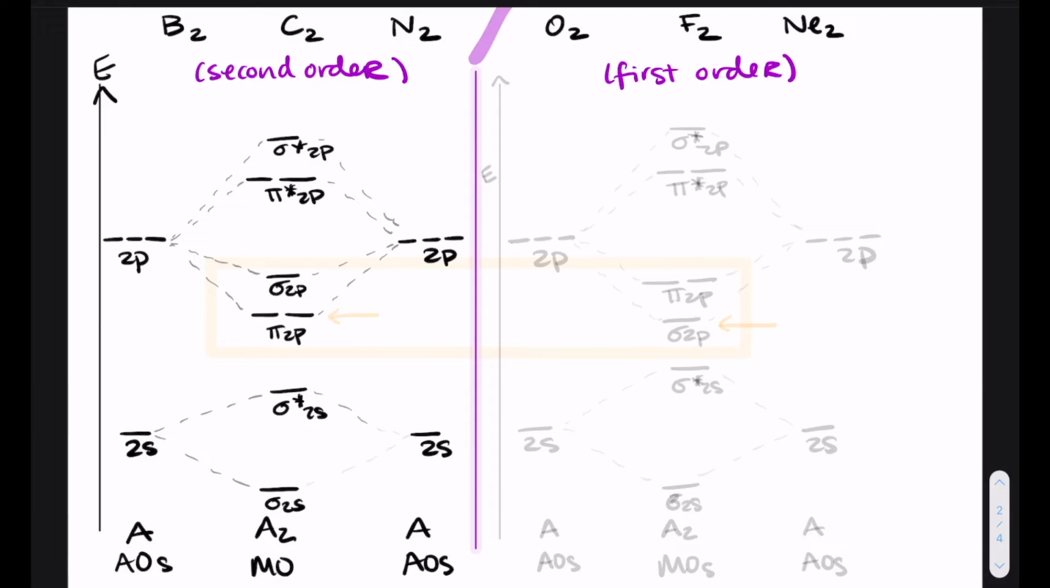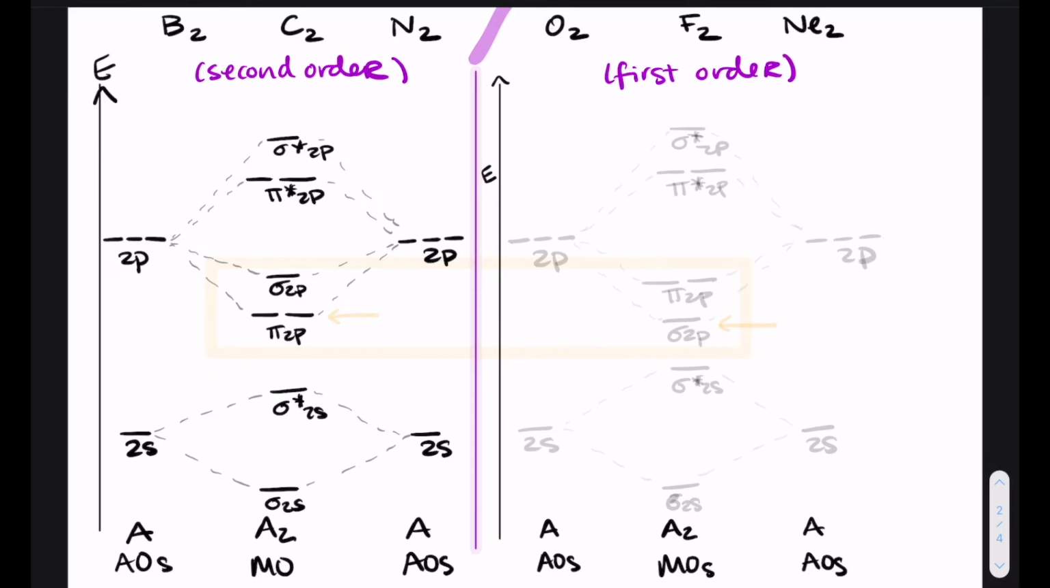Let's go through the first order diagram and then highlight the differences and maybe do a tip or a trick for remembering this. So on the right, oxygen, fluorine, and neon. I would still have an energy scale. I would still have my outside columns of atomic orbitals, my middle column of molecular orbitals. The atomic orbitals are still 2s and 2p. I've left off the 1s.